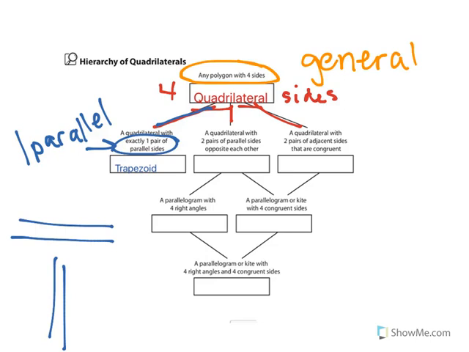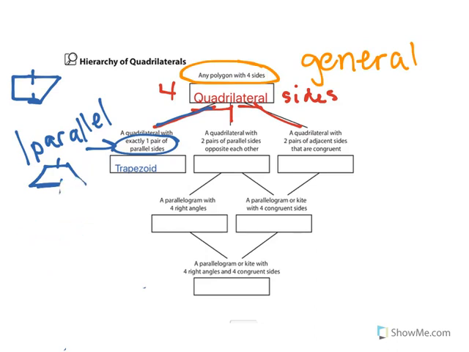Okay, a trapezoid. And remember, a trapezoid can look like this, where we have 1 pair of parallel sides, or a trapezoid could look like this, where we have 1 pair of parallel sides here and here, or a trapezoid could look like this, as long as we have 1 pair of parallel sides and the other sides are not parallel, okay? That is a trapezoid.